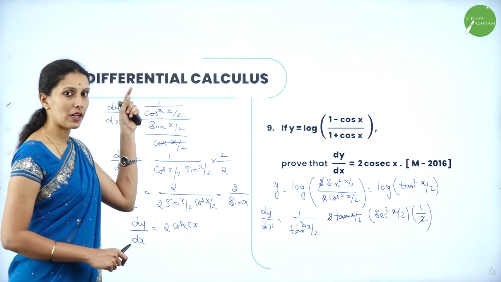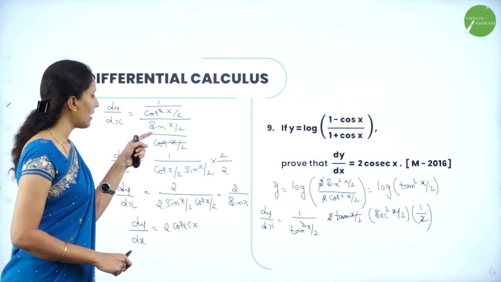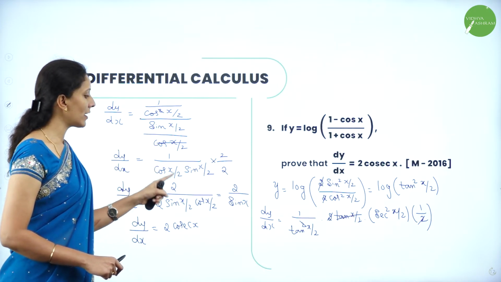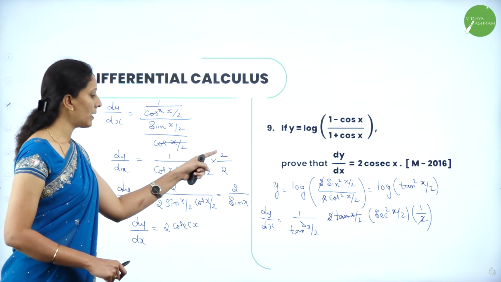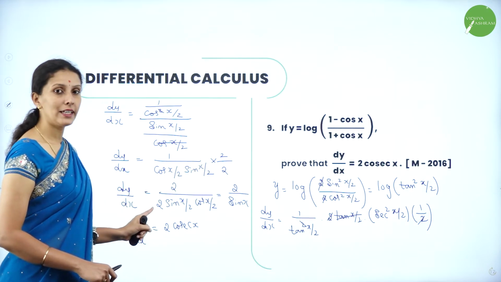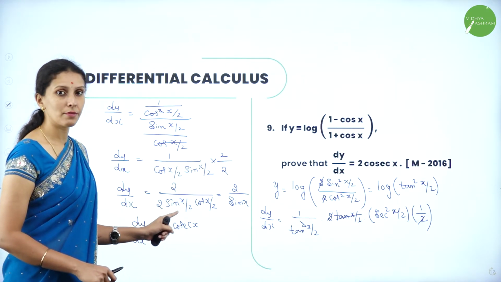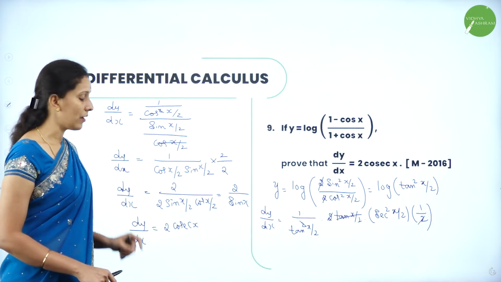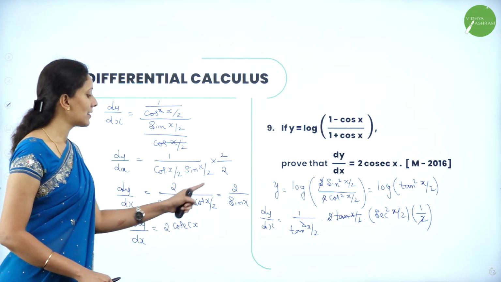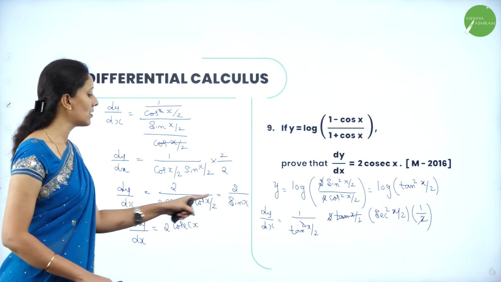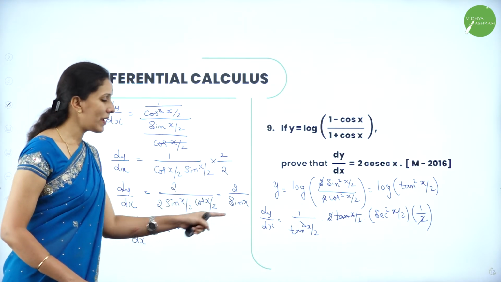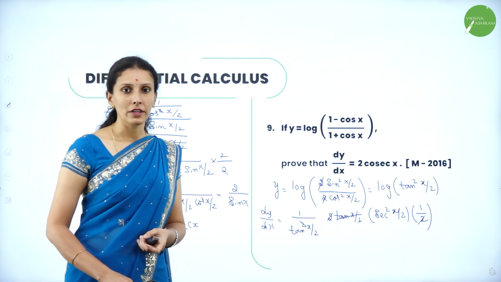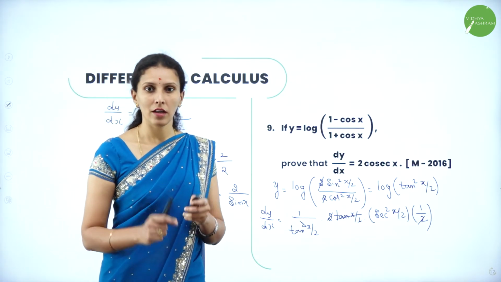Secant square can be written as 1 by cos square. Tan can be written as sin by cos. Cos gets cancelled. We get cos x by 2, sin x by 2. Multiply 2, divide by 2. We'll get the denominator in the form of 2 sin x by 2 cos x by 2, which is nothing but sin x. Half angle formula. So here replacing this, write sin x. Now 1 by sin x is cosecant x. So replace it back. Therefore the derivative is 2 into cosecant x.